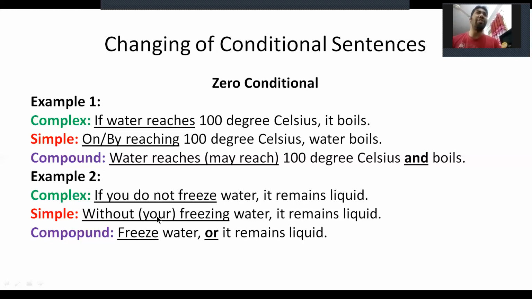You can also use without your freezing water, it remains liquid. It gives the same meaning, but it sounds better if you use without your here in this sentence. To make the sentence compound, the first part is turned into an imperative sentence and used with the conjunction or. So freeze water or it remains liquid. From the compound sentence, we also drop the negative part of the sentence as it is expressed with the conjunction or. Moving to the first conditional sentence.